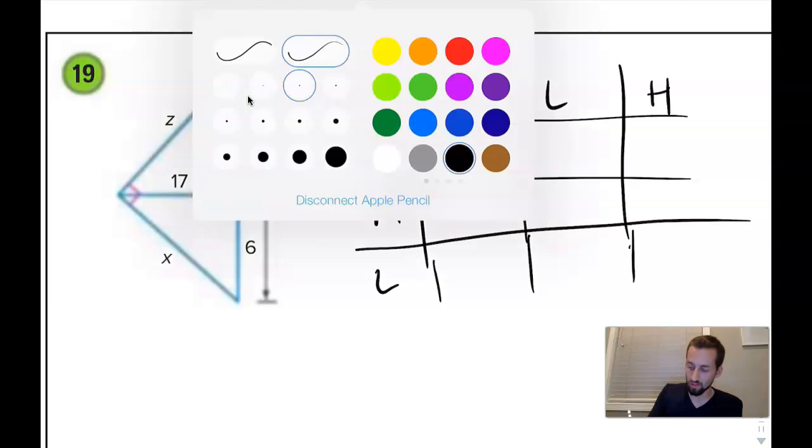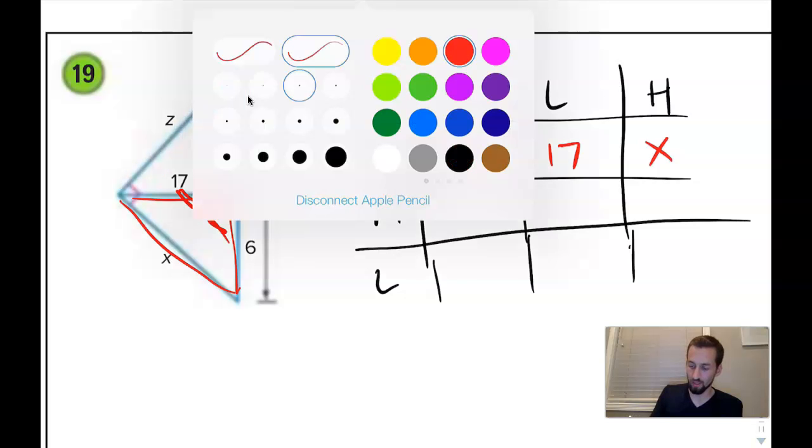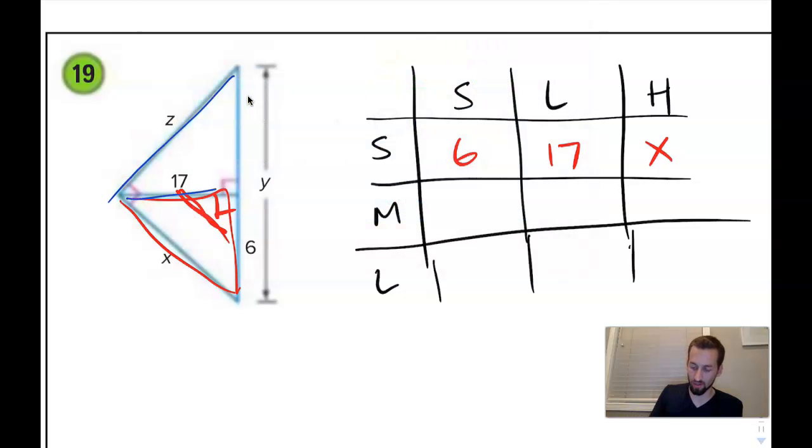So let's just start. We'll go with the smallest triangle, which would be this guy. The short leg is 6, the long leg is 17, and the hypotenuse is x. And this is my 90-degree angle, and then you're just deciding which one of these is shorter. So I put those in. The next one, we'll go with this other side. Here's the medium triangle. And what I have is the short leg is the 17.